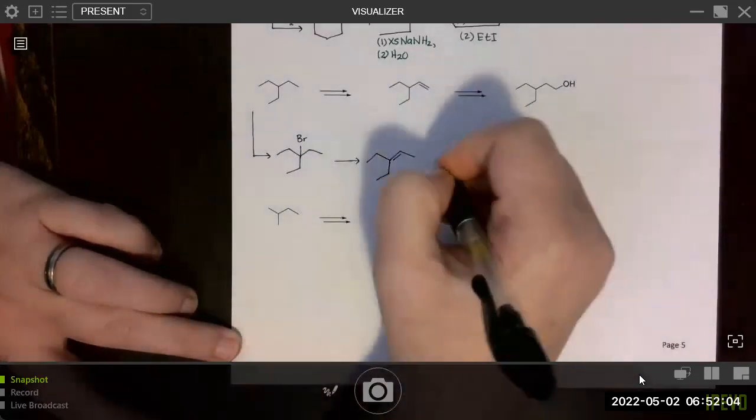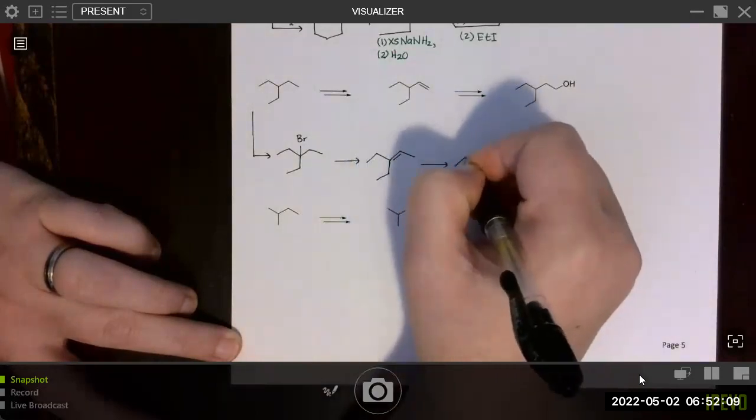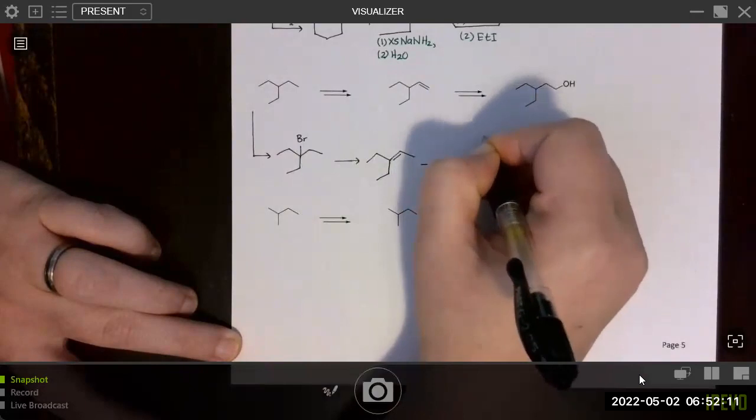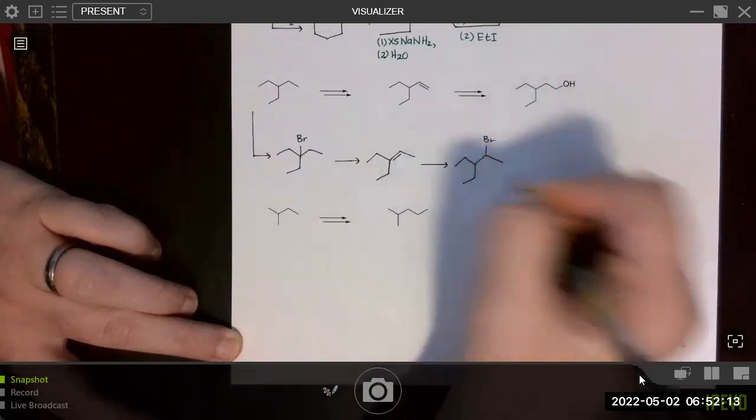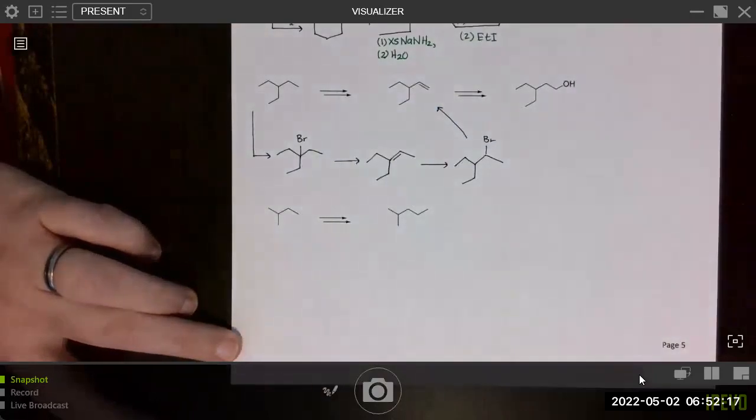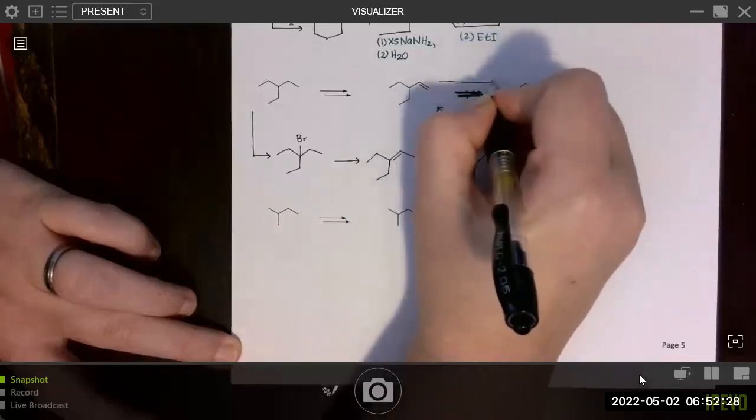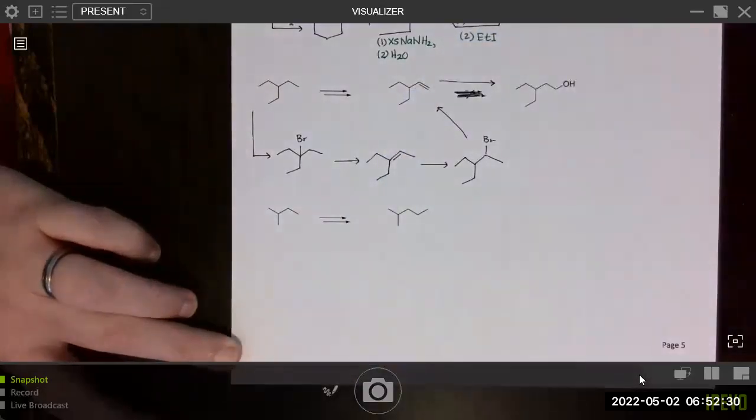And then we need to do an addition reaction. And then we can do another elimination. And then from here, it's actually only one step. So get rid of this, and get there directly. Okay, let's go ahead and add in the reagents.